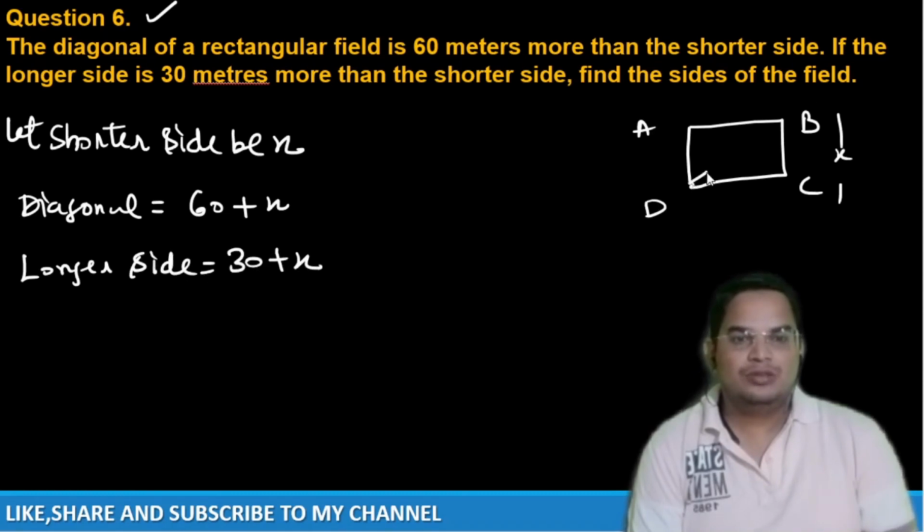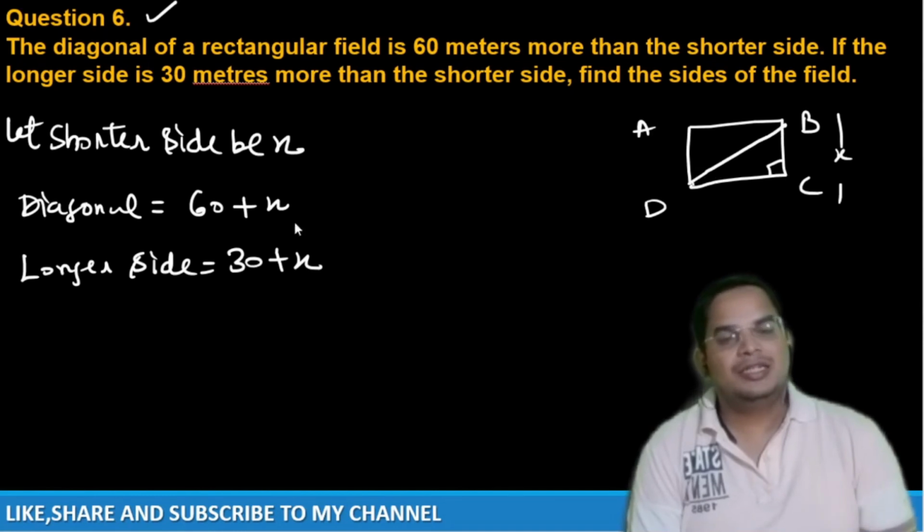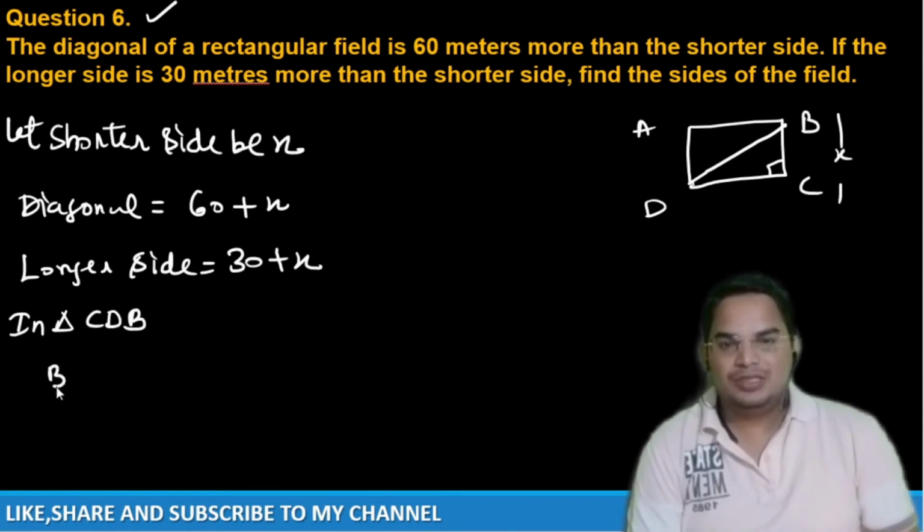So first of all, draw a diagonal like this. So these lines are perpendicular. You can say this is the 90-degree angle. So in triangle CDB, what I can say is BD square is equal to CD square plus BC square. The value of BD, that is the diagonal, is 60 plus x.